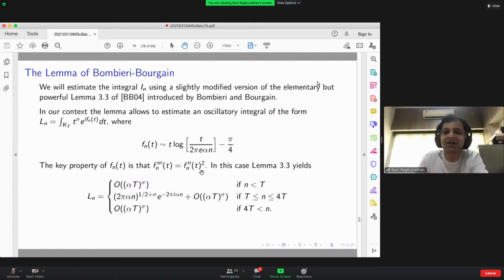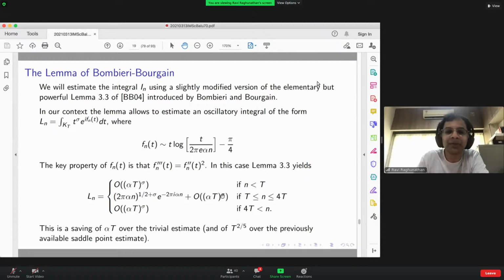And the net result is that when you try to evaluate these integrals ln, then you get a very precise way of evaluating it. And crucially, you get some O of alpha t. This sigma, again, I apologize, should be 0 in this case. Yeah, so there's a small typo there that should just be 0. But okay.